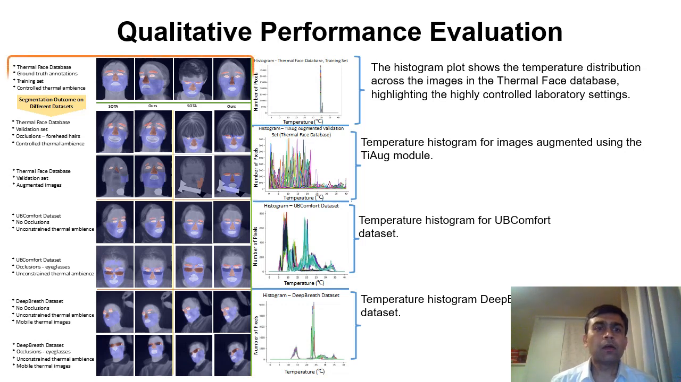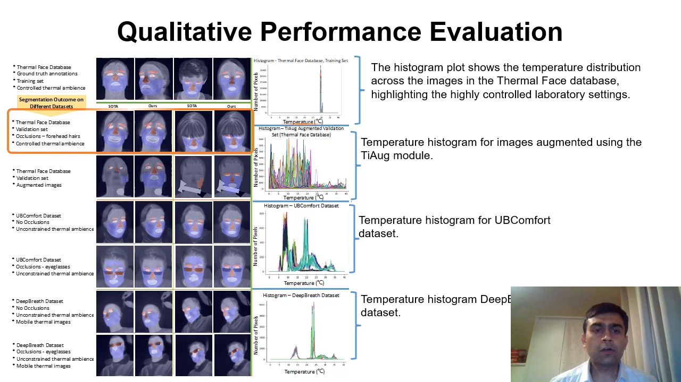On the left, we see samples of the thermal phase database with the ground truth segmentation mask overlaid. On the right, we plot the temperature distribution of the entire dataset overlaid on each other. This depicts the highly controlled environment used in acquiring the thermal images. The initial qualitative analysis on the thermal phase database compares performance on a few images with naturally occurring occlusions such as forward hairs. Here we find minor improvements in the segmentation outcome.